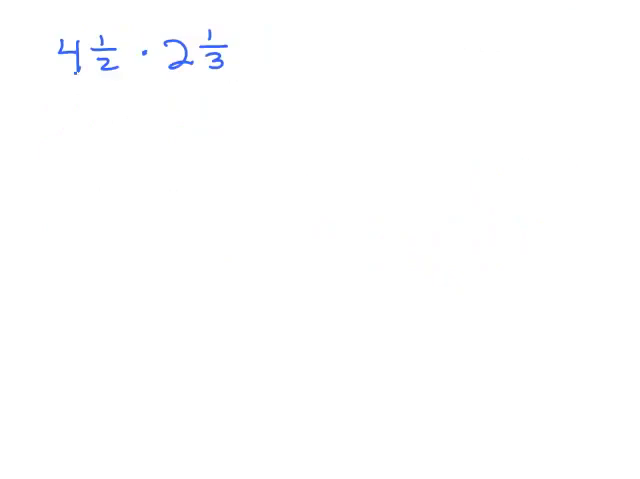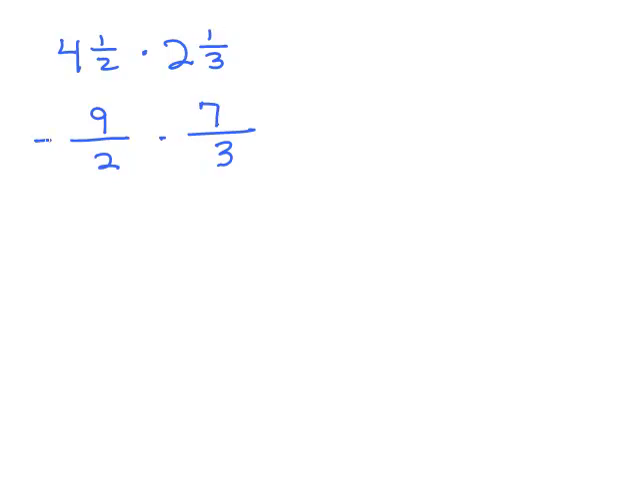Okay, here's another problem. 4 1/2 times 2 1/3. So let's do this one. We need to change each of these mixed numbers to improper fractions. So I know for the first one, 4 1/2, it's going to have the same denominator of 2. I do 2 times 4 plus 1. 2 times 4 is 8 plus 1 is 9. So 4 1/2 is the same as 9 halves. And 2 1/3, that has the same denominator of 3. So 3 times 2 is 6 plus 1 is 7.